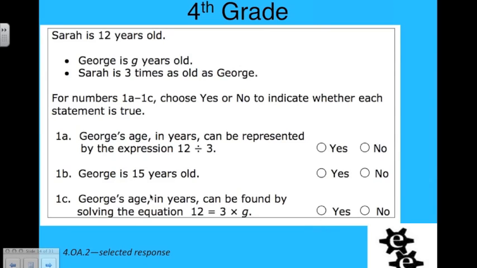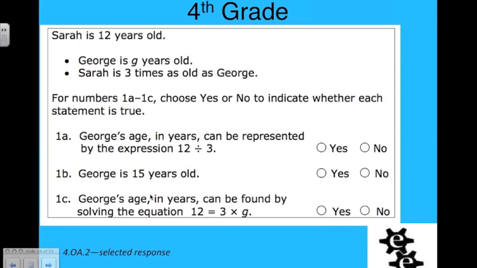Here's a fourth grade problem. Again, this is considered a selected response question because they have to choose between yes and no. But this problem is assessing an operations and algebraic thinking standard for fourth grade. That standard says students should be able to multiply or divide to solve word problems involving multiplicative comparison, for example, by using drawings and equations with a symbol for the unknown number to represent the problem, distinguishing multiplicative comparison from additive comparison.